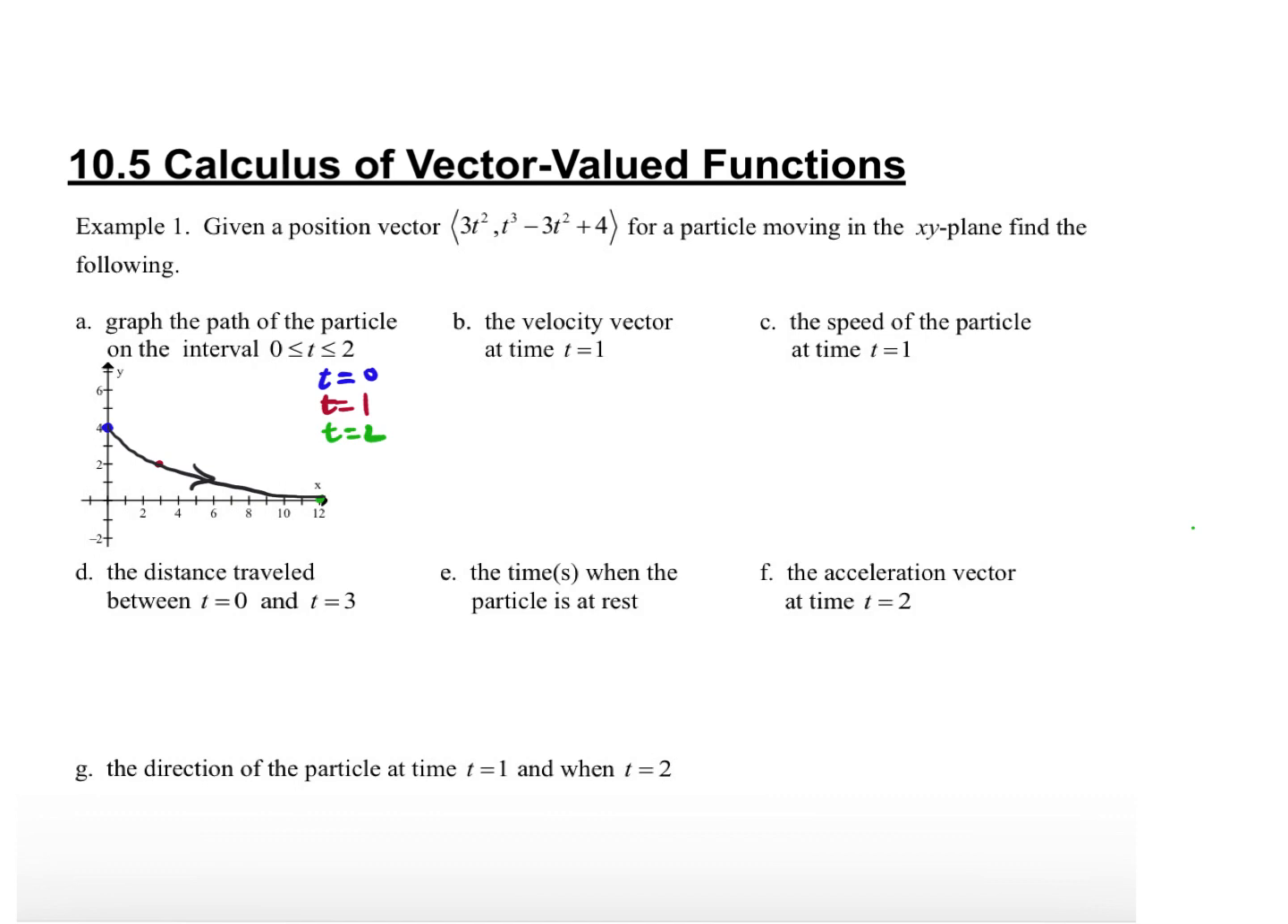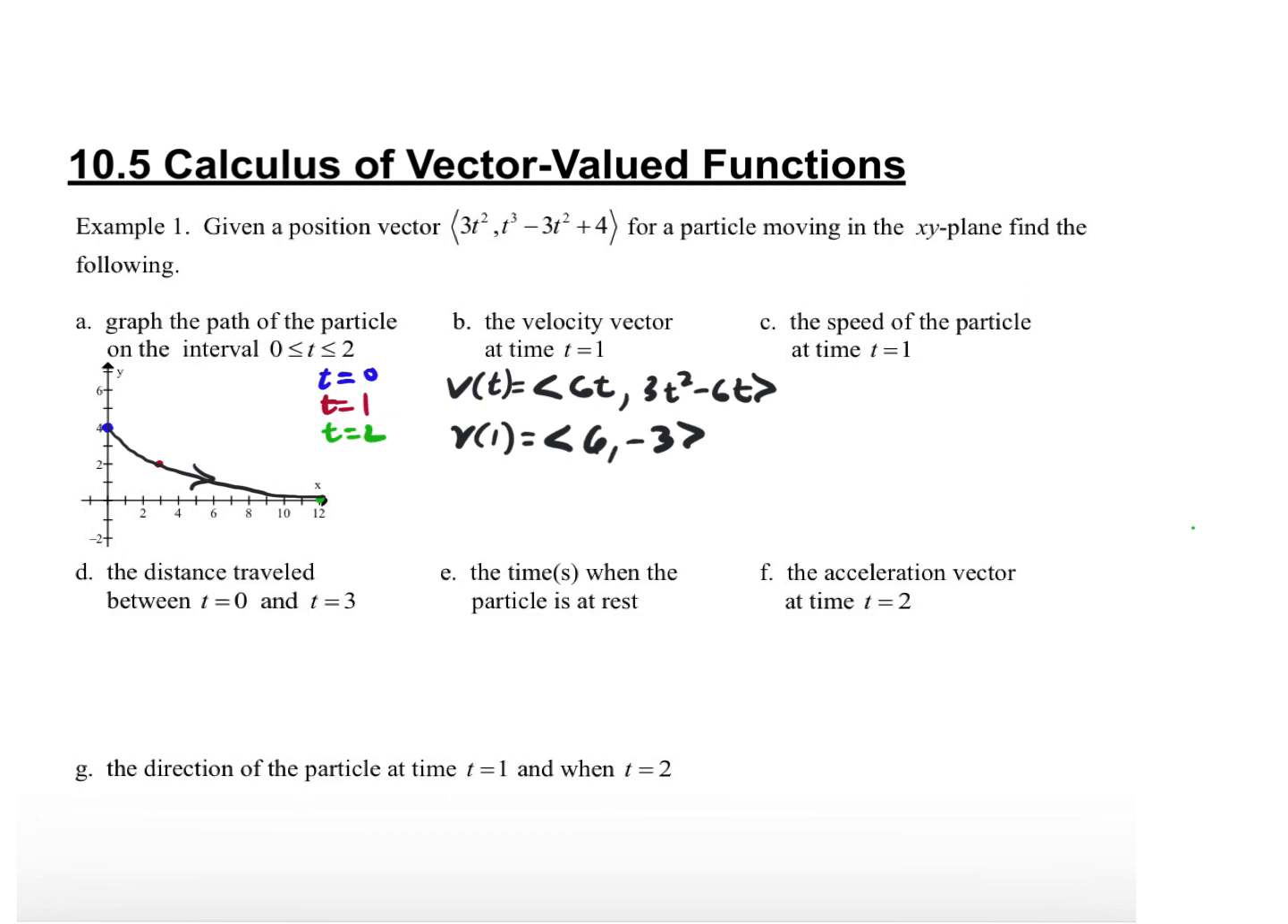Velocity vector at time 1. So the first thing you've got to do for the velocity vector is actually take the derivative. Okay. And so there's the derivative, v of t. Okay. And then you just plug in 1. So the velocity vector is 6, negative 3.